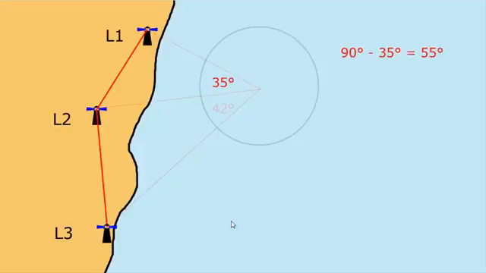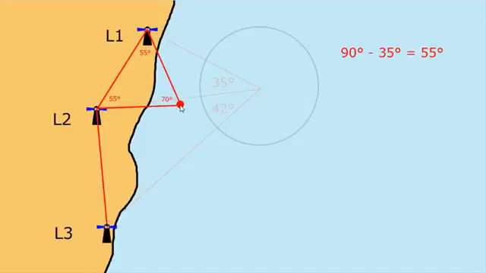If we start with the first lighthouse and the second lighthouse, we know the angle we have between them is 35 degrees. If we subtract 35 degrees from 90 degrees, we end up with 55 degrees. That 55 degrees we can plot as an angle from this baseline from L1 and L2, and that will give us a position out here. I'll draw that in to show you what I mean. So if you draw this 55 degrees from the baseline out in this direction and from the baseline out in this direction, you'll get an intersecting point out here.